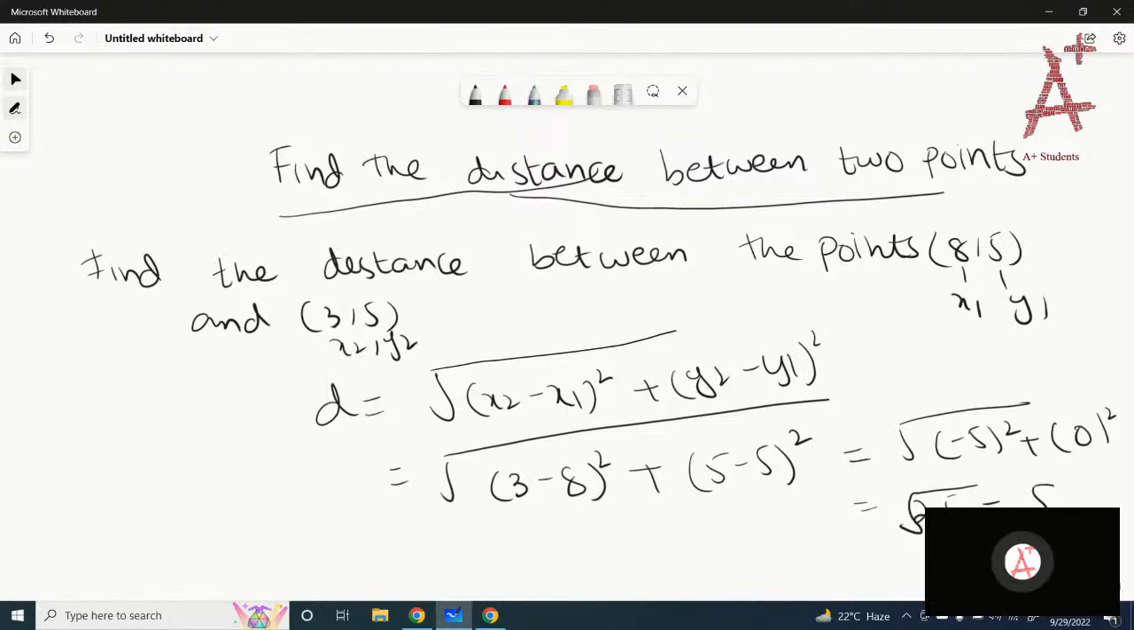Also you have an easy way to find it. See, both of the points have the same y value. That means you have nothing to do with the y value. Just subtract the x values. 3 minus 8 is negative 5. So the absolute value of negative 5 is 5. So the distance between both of them is just 5 units. Got it? So let's do another example.